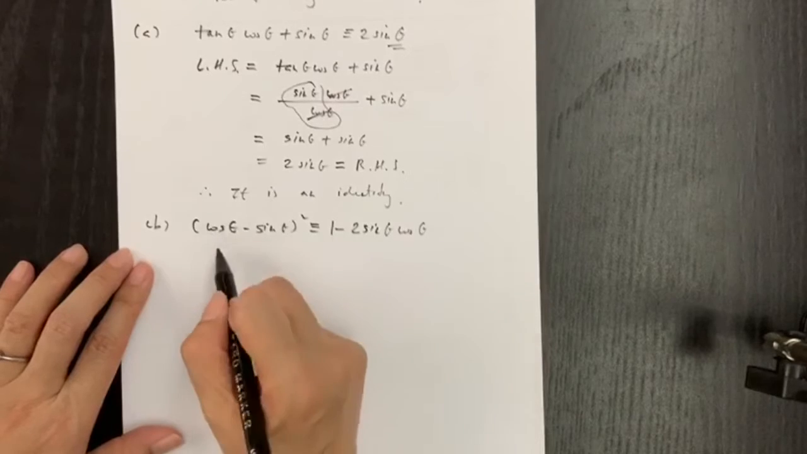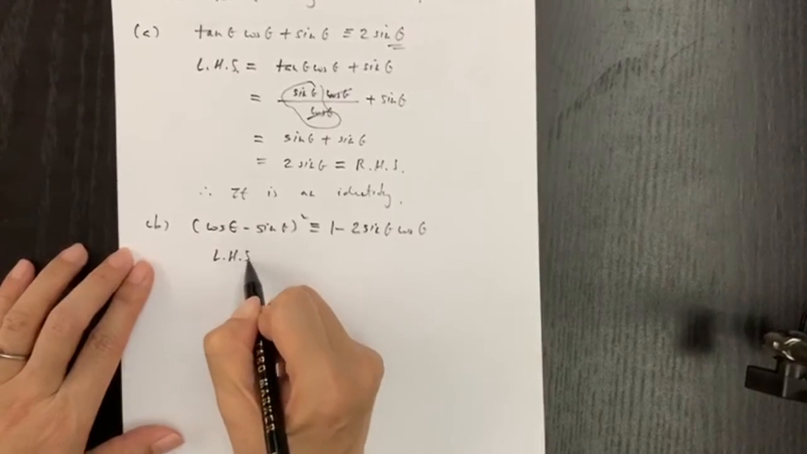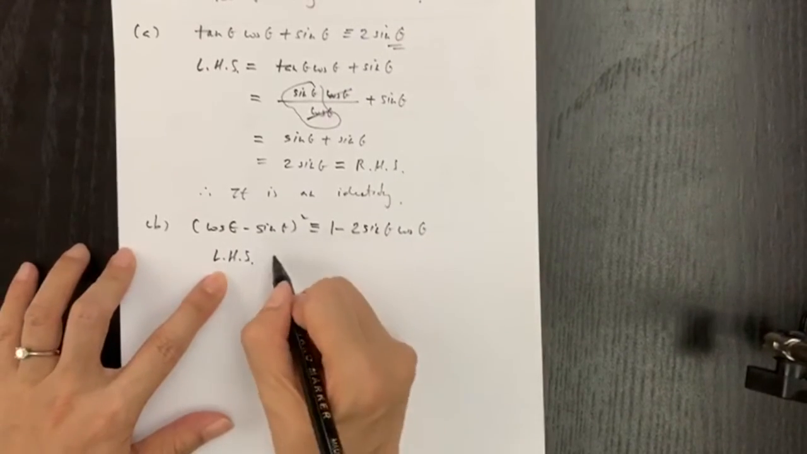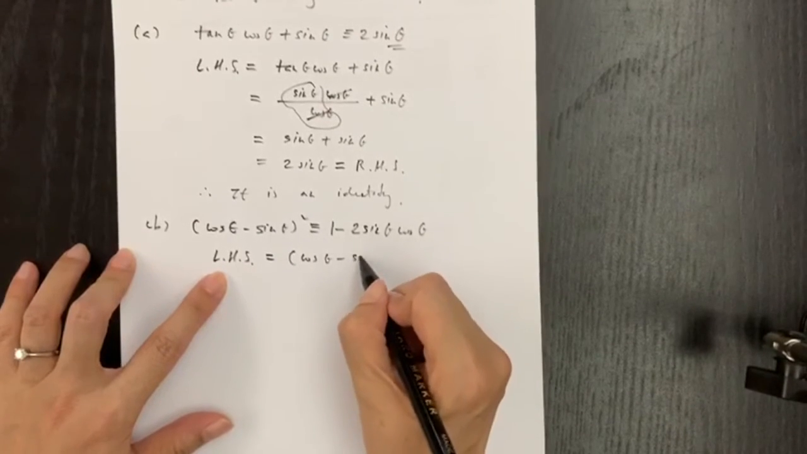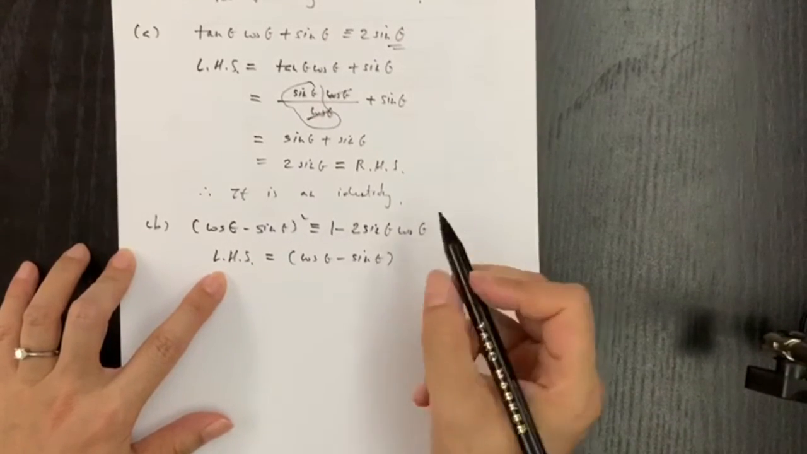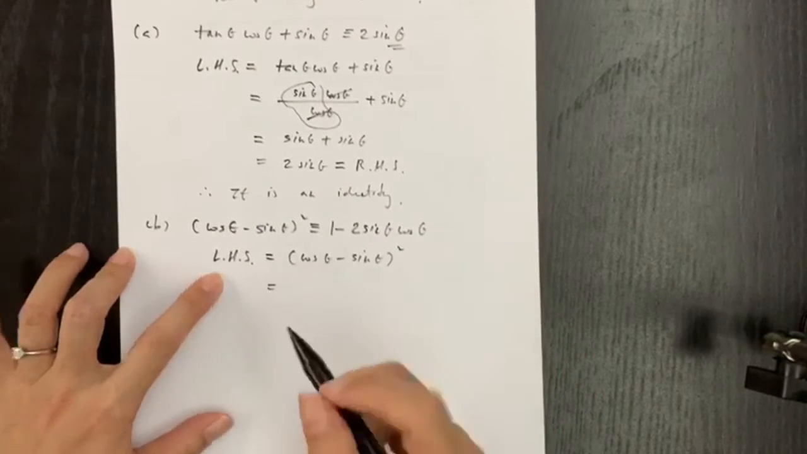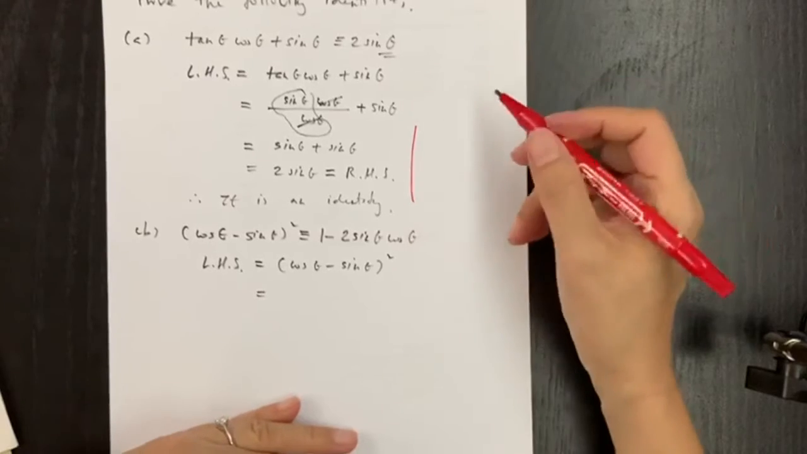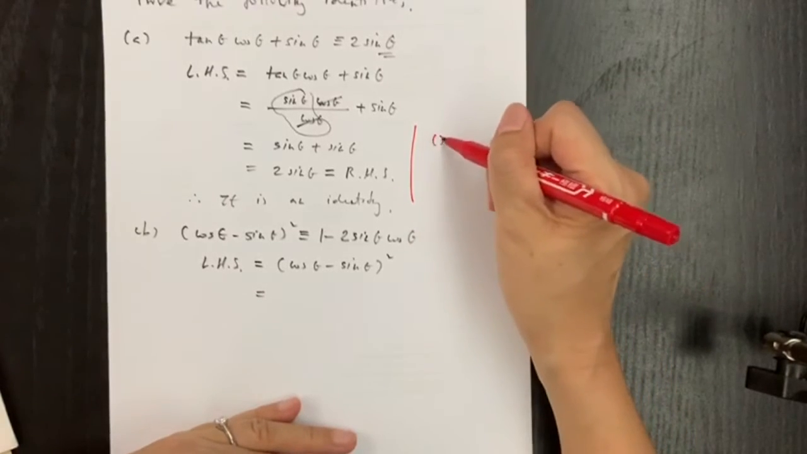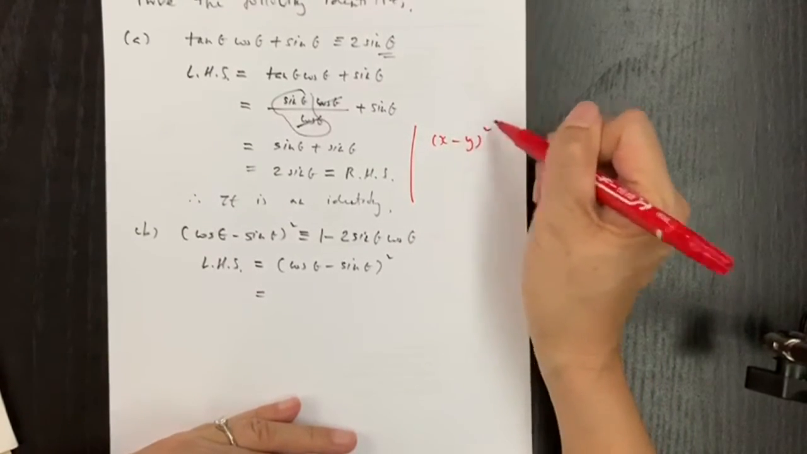Okay? Okay, so next we have another identity that we need to prove. So once again, always remember to separate the left hand side and the right hand side. Okay, so on the left hand side, I have this cosine theta minus sine theta all square. Okay, so which identity do we use in the first term? For example, what is x minus y all square? Remember that?